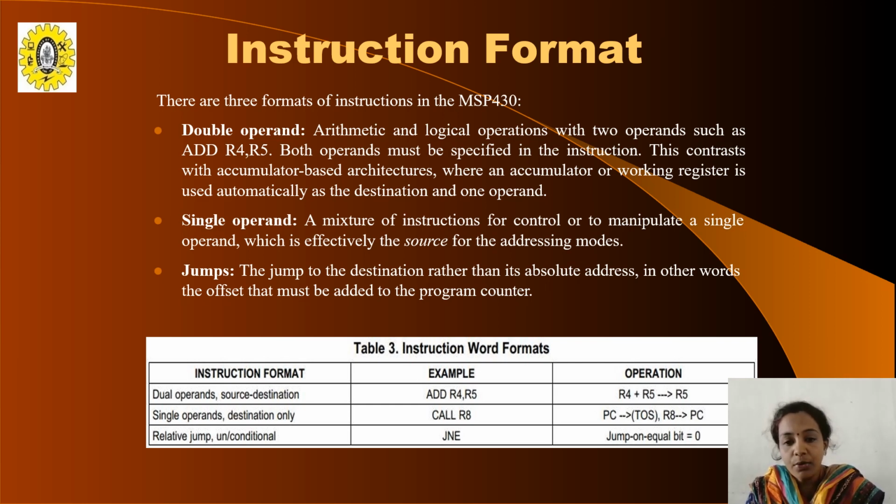So in add R4 and R5, R5 contents will be added with R4 and it will be stored in the R5 register. So this is the main work or the functionality of dual operand. Source register will be there and the destination register will also be there. Arithmetic and logical operations can be performed with two operands because when we do addition or subtraction, NAND or NOR operations, we of course need two operands. So this double operand instruction format can be used. Both operands can be specified in the same instruction itself.